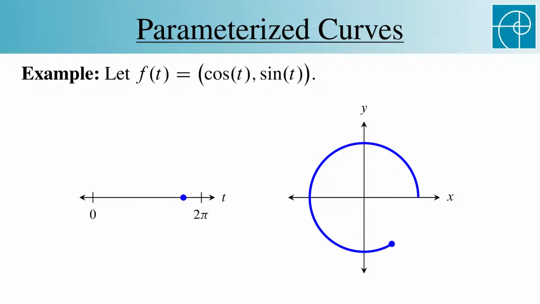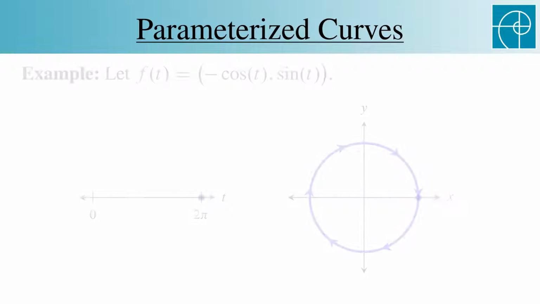We know that a circle in the xy plane can't be expressed as a function of y in terms of x, since it fails the vertical line test. But we see now that we can express the curve using a parameterization, which is a function whose range is the circle. Not only that, but we've given the circle a counterclockwise orientation. If we wanted to, we could change cosine to negative cosine, and thereby change the orientation to clockwise.